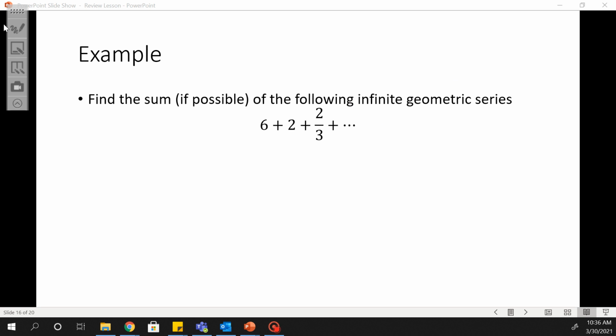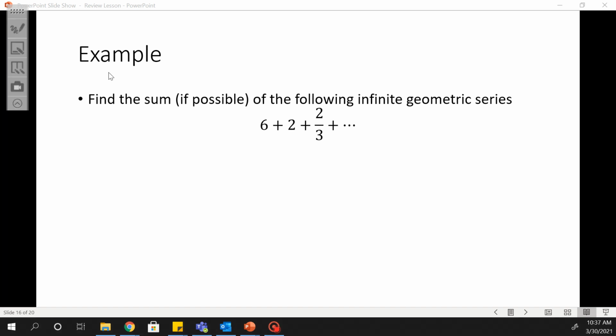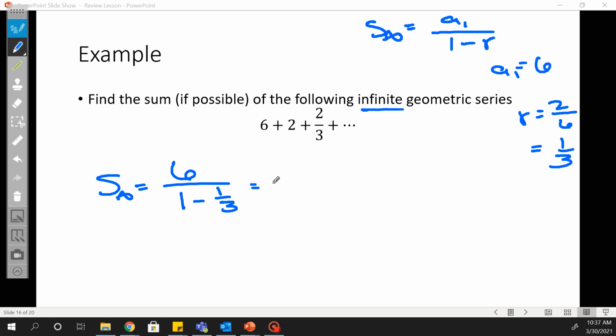So, first example, find the sum, if possible, of the following infinite geometric series. So this tells us that it's infinite. So we're using the infinite sum, a1 over 1 minus r. All we need here is the first term, a1, that's easy, that's 6, and r, which is 2 divided by 6, this divided by this, which is 1/3. We'll plug in. So we got 6 over 1 minus 1/3, which is 6 over 2/3.